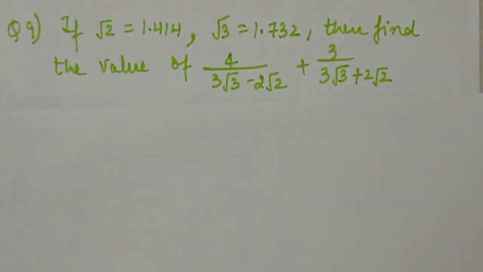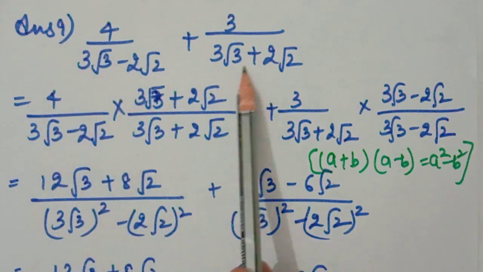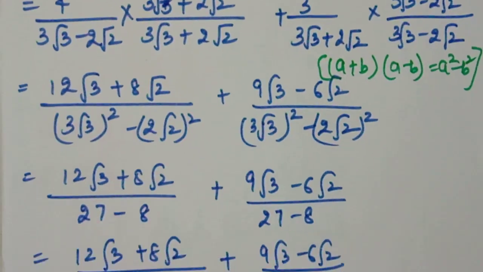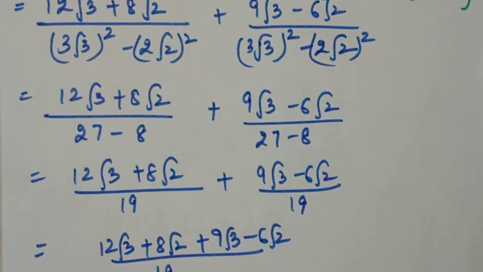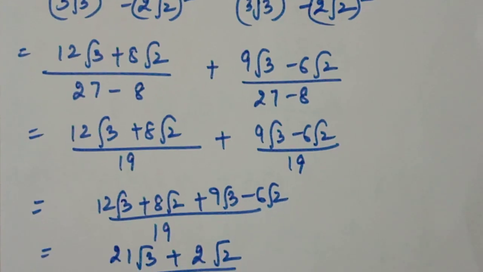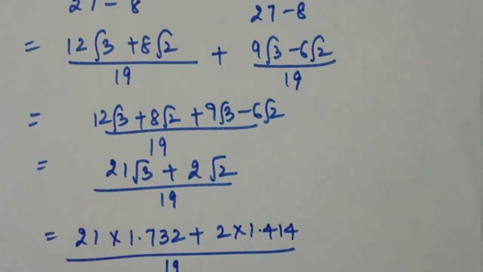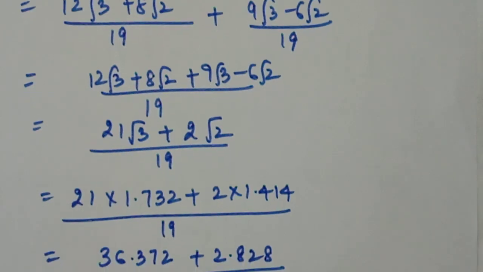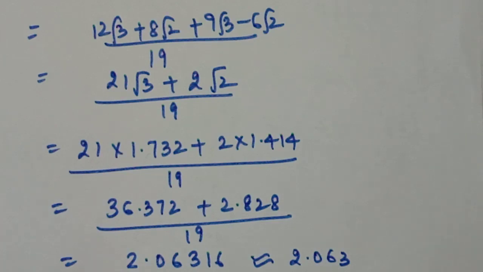This is your question number 9. This is your answer 9. Rationalization is there. Question number 9 with all steps. We will put given values of root 3 and root 2. This is your answer of question number 9.